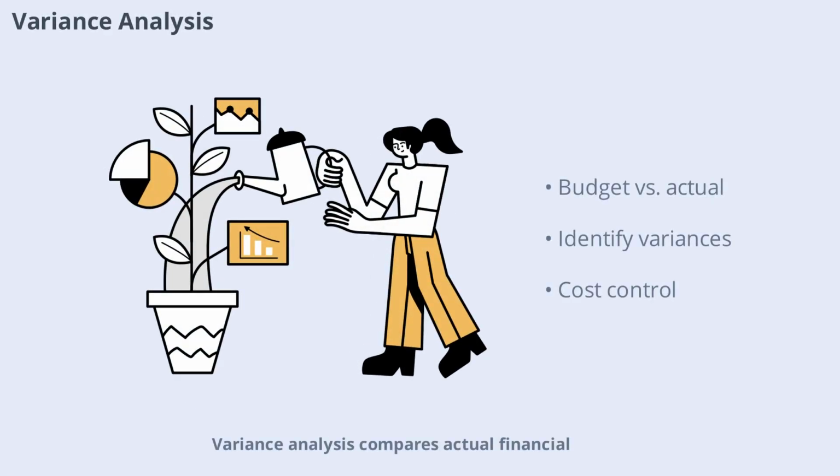Variance analysis compares actual financial results to budgeted or expected figures. By identifying the reasons for variances, organizations can take corrective actions and improve future performance. This process is essential for effective budgeting, cost control, and performance evaluation.